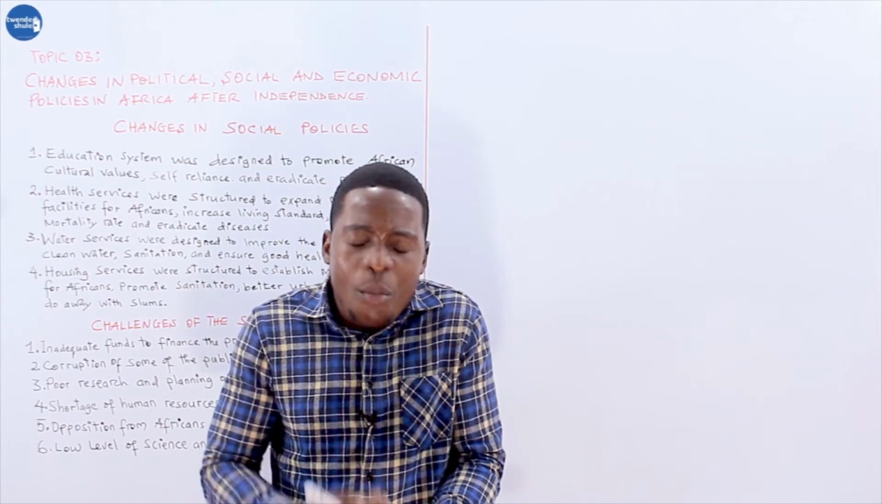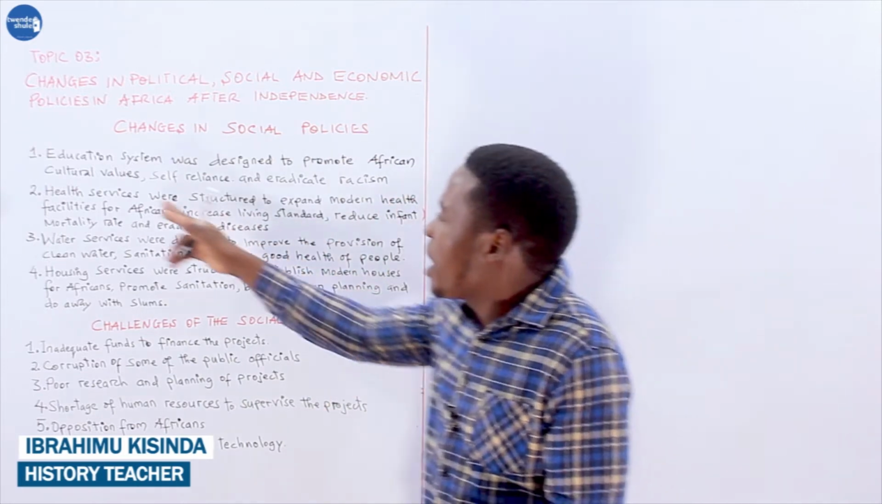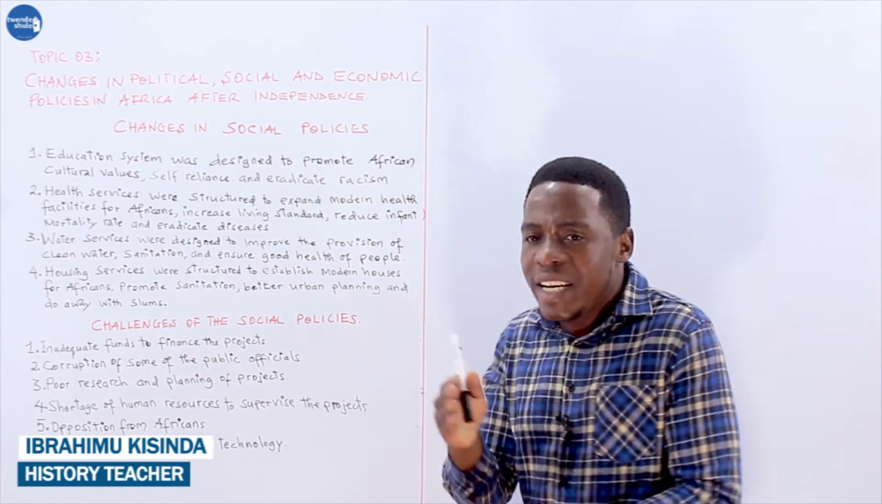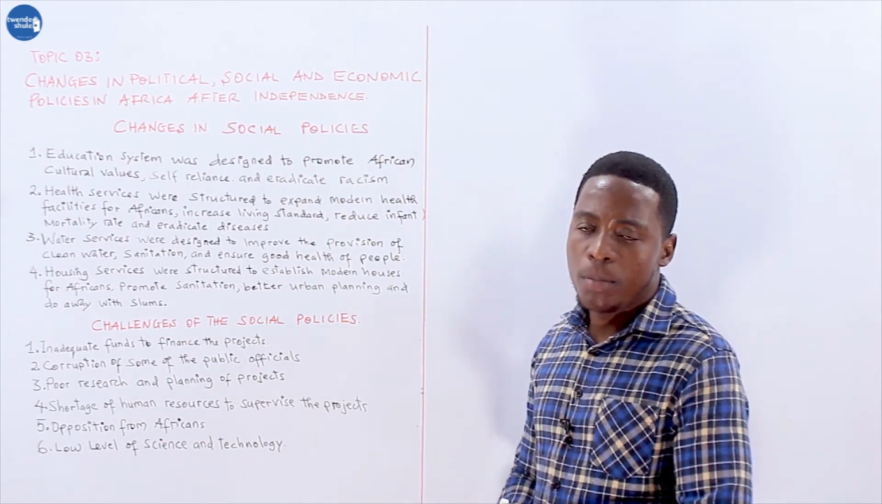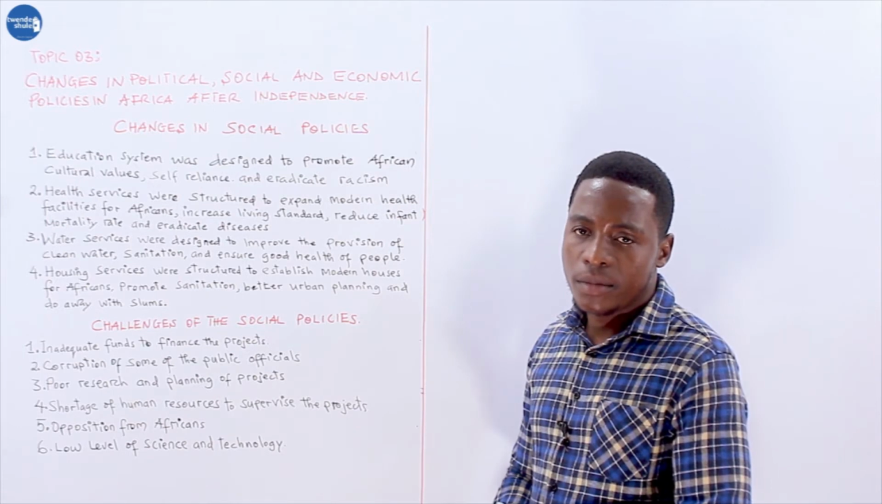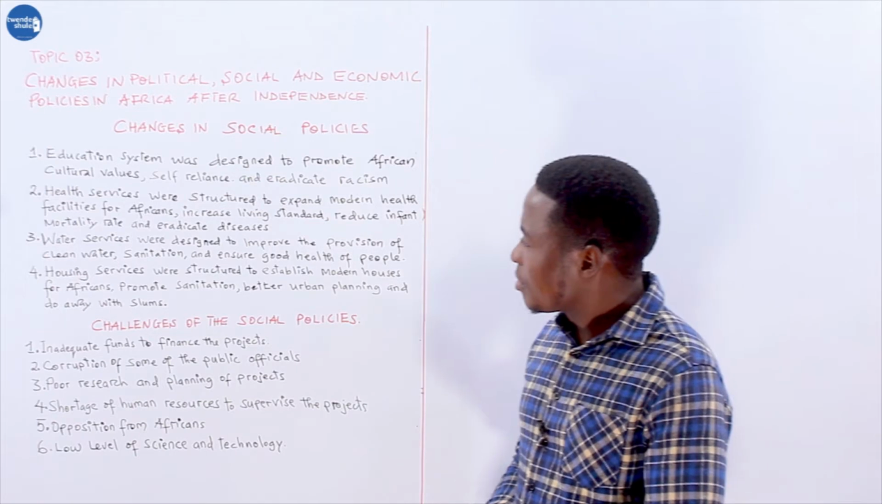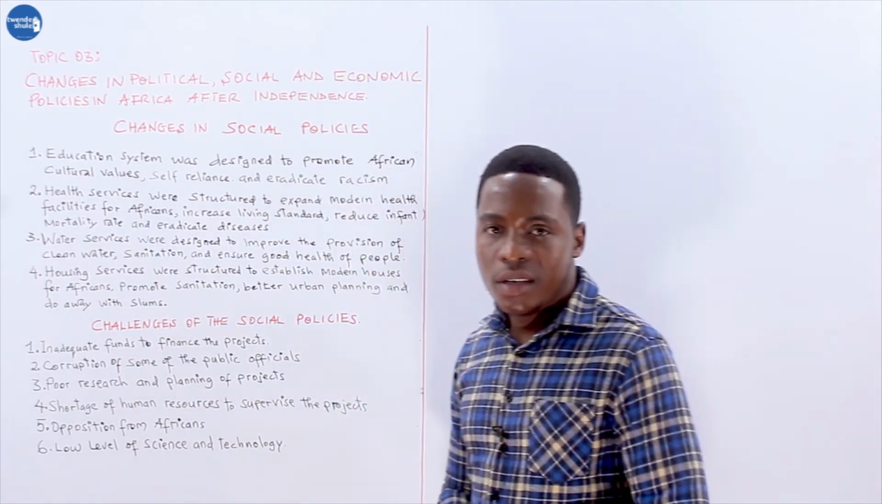So we transformed our education system so as to promote African cultural values, to promote self-reliance, and to eradicate racism in the provision of education. Another change was on the issue of health services.